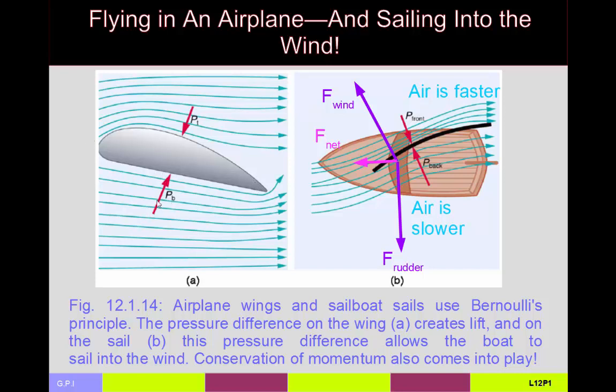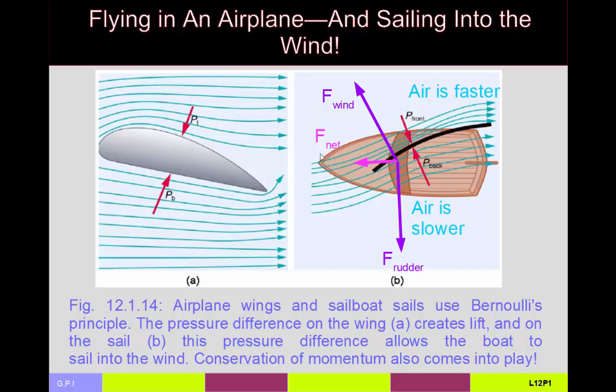And when they do that, it means that the pressure from the air under the wing has to be larger than the pressure from the air over the wing. So that gives us a net force on the bottom side of the wing upward, not just a buoyant force, but an additional force from the difference in pressures due to the flow rates of the air. And so that creates lift, which allows the airplane to fly. A similar process is used in using a sailboat to head into the wind.